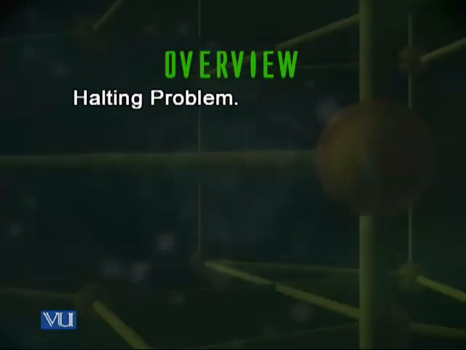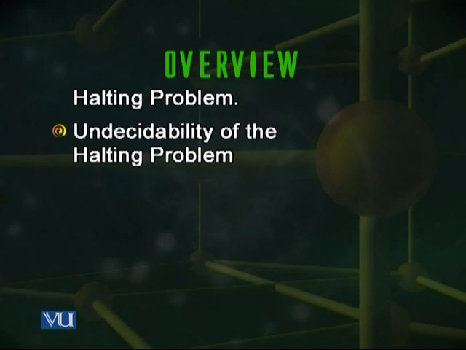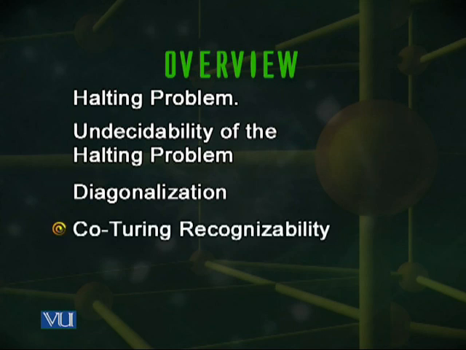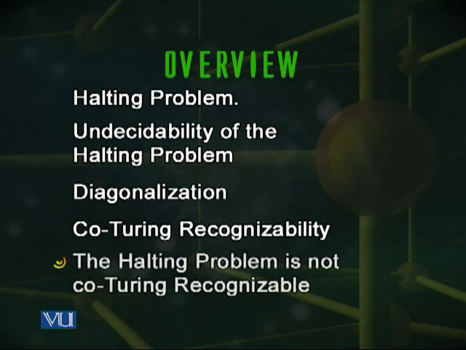So, the outline of today's lecture is as follows. We would first look at the halting problem. We will recall the precise definition of it, and after that, we will prove the undecidability of the halting problem. And of course, this is going to be a diagonalization argument, and we would re-examine that proof and identify where we are using this technique called diagonalization. After that, we would discuss something called co-Turing recognizability, and then we will prove another theorem, which is that the halting problem is not co-Turing recognizable.